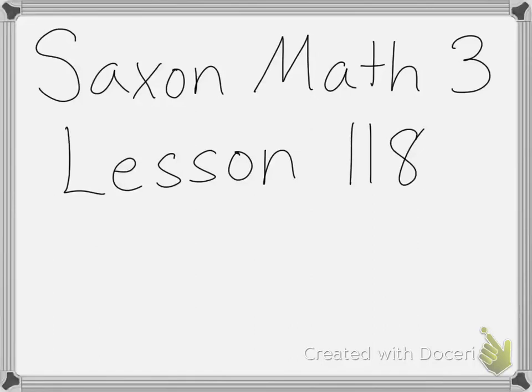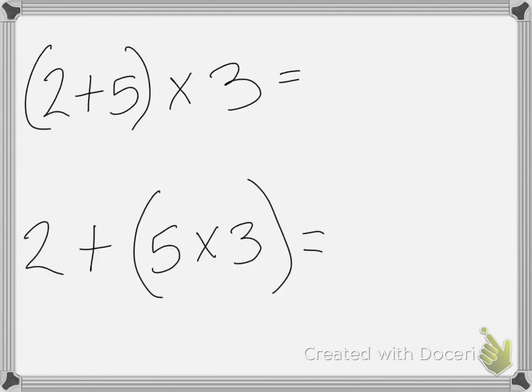Today's lesson is lesson 118, simplifying expressions containing parentheses, multiplying 3 or more factors, and using the associative property of multiplication. Sometimes when we write a number sentence, we want everyone to do a certain part of the work first. We show that by writing that part in parentheses. The parentheses look like this.